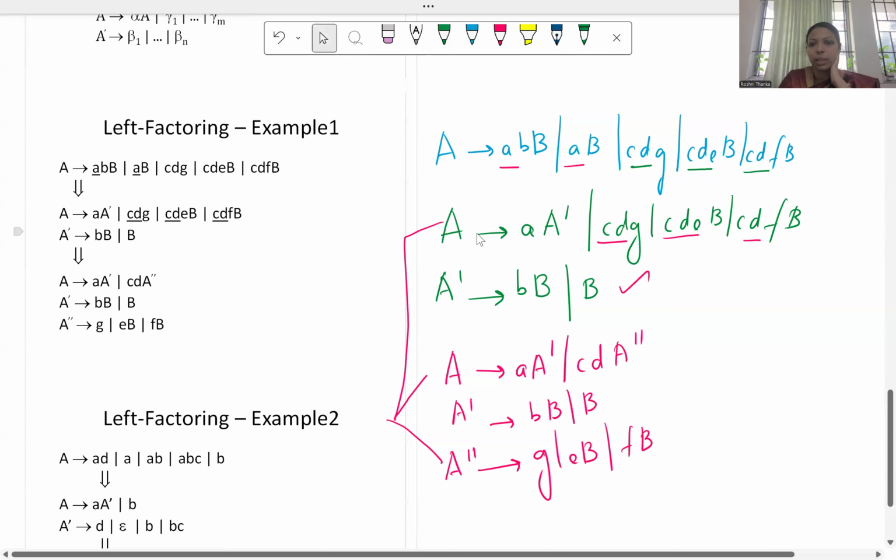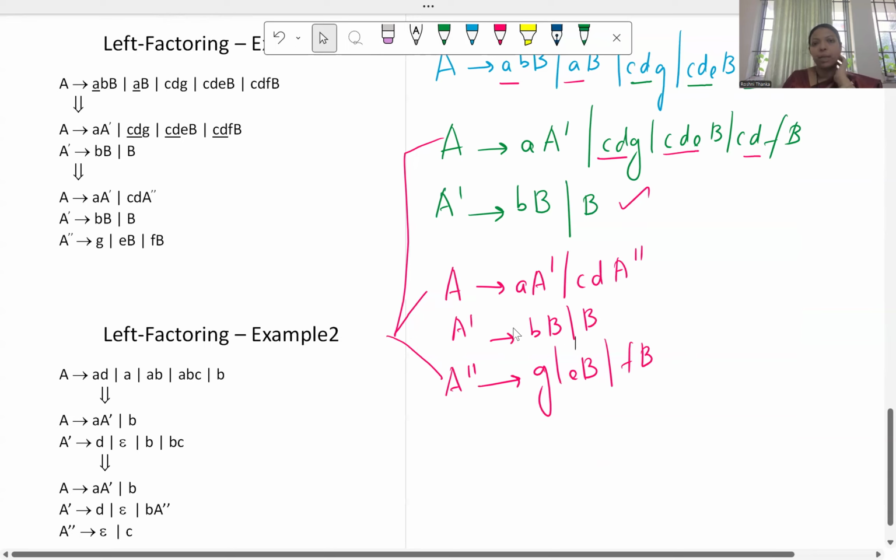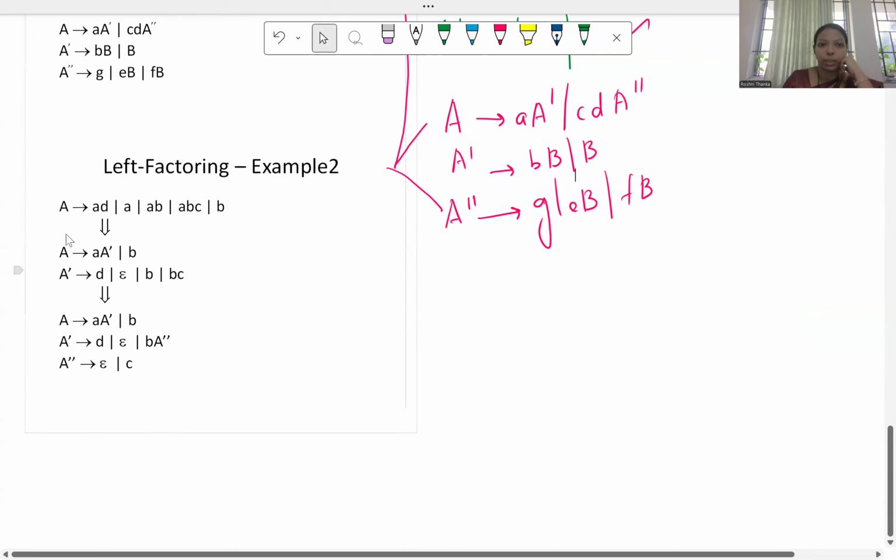So look at the order also. First one is this, then the second production and the third production. Maintain that as well, because the start symbol is very important. Here is another example. Let me discuss this as well. So let us take the next example.